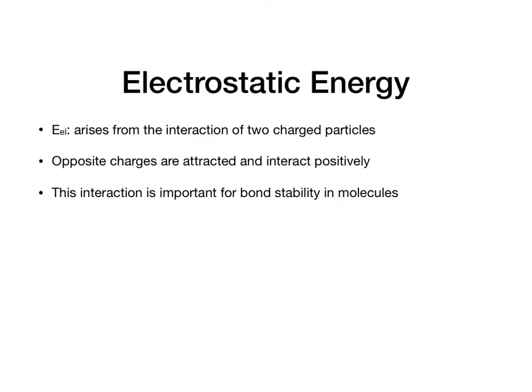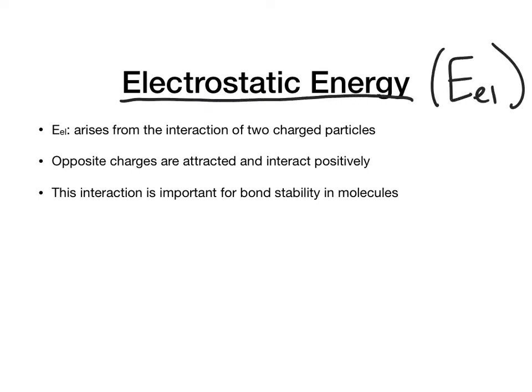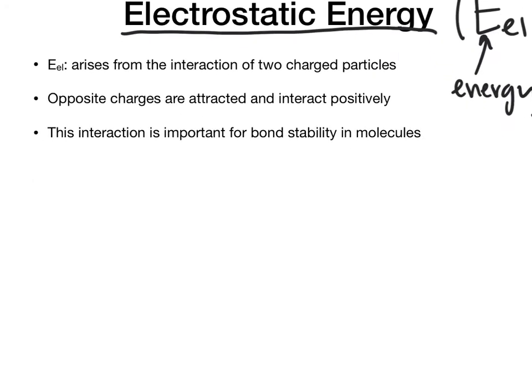So typically we think about electrostatic energy, which can be annotated E sub EL. So E for energy, and EL is for electrostatic energy. And so electrostatic energy arises from the interaction of two charged particles. So when we think about that, if we have a positive charge and a negative charge, these two charges are going to be positively interacting.